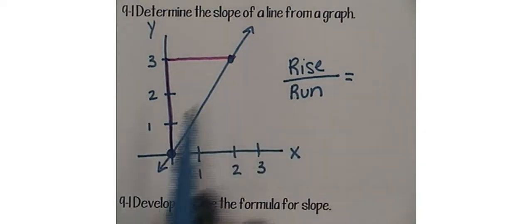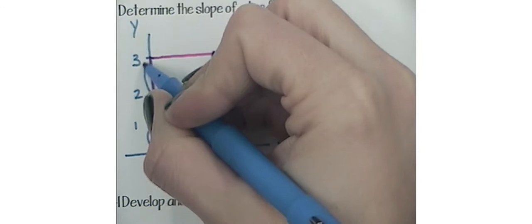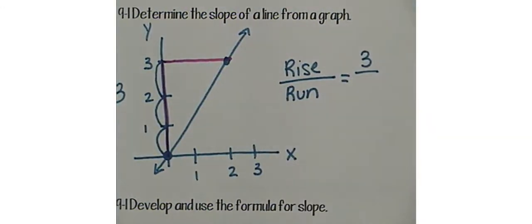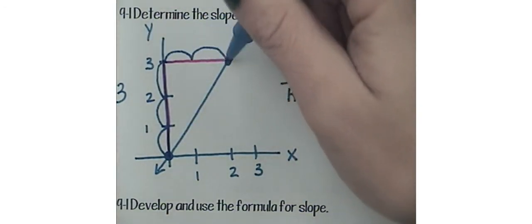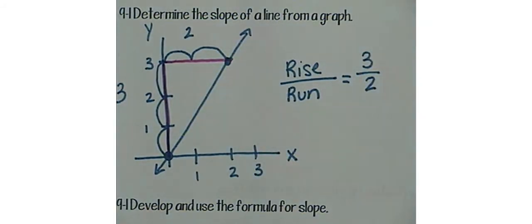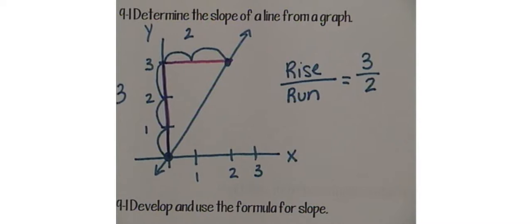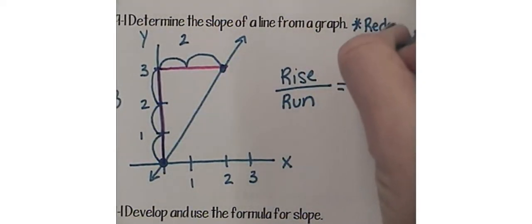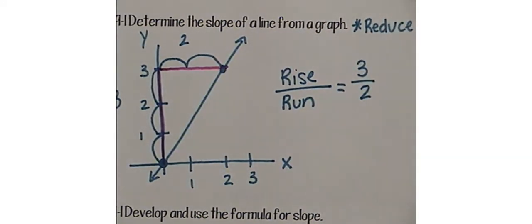I'm going upward. Okay? And I'm going up 1, 2, 3 spaces. So my rise is 3. And I'm running 1, 2 spaces. So my run is 2. Now, if possible, we would always reduce or simplify our fraction, but in this case we cannot, so this would be our final answer here.